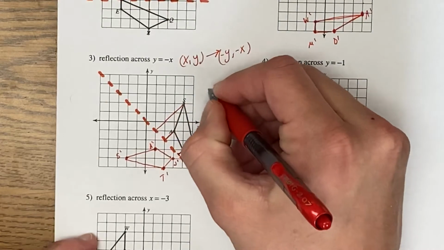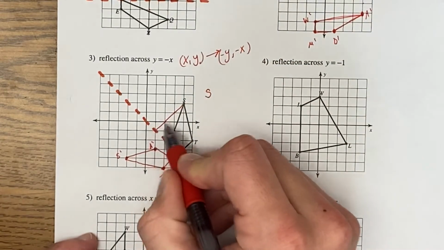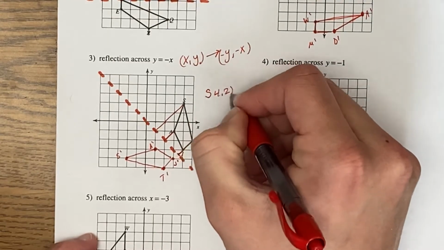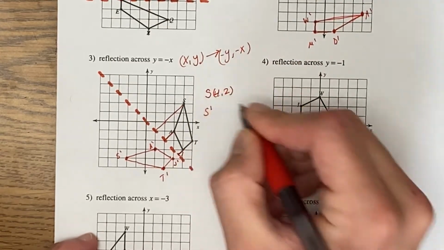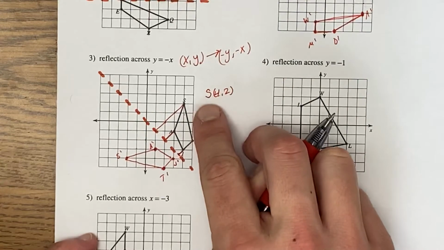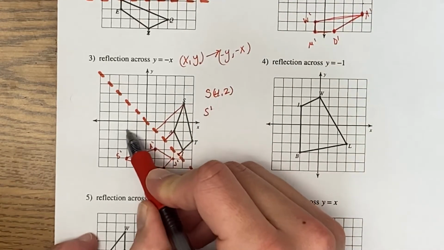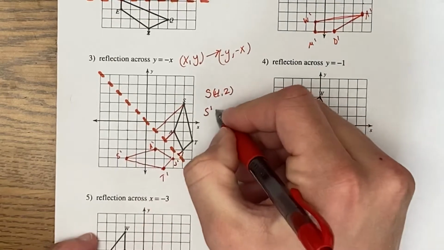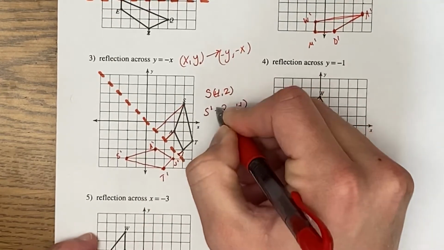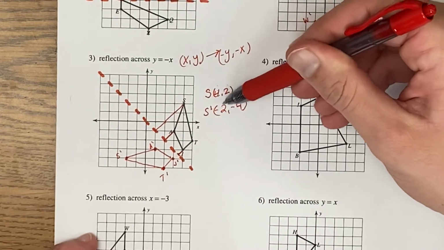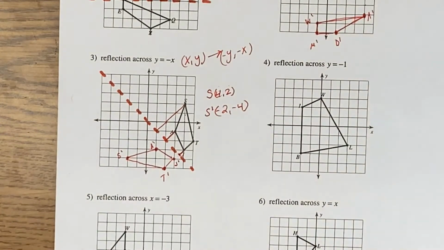Okay, let's look at point S. S is 1, 2, 3, 4, 1, 2. So S is 4, 2. So S prime should be -2, -4, right? 1, 2, 1, 2, 3, 4. And we are there. So if you see there, they swapped. 4, 2 became 2, 4, and then they also became opposite.